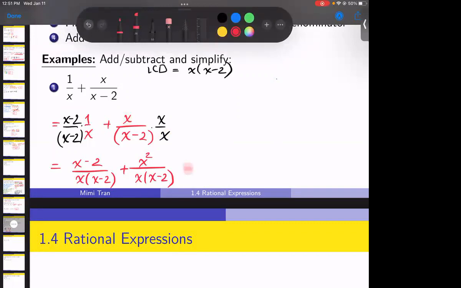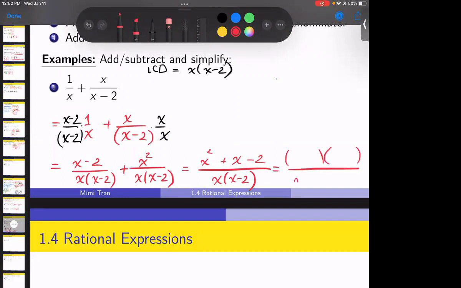Now you can add across. So x squared plus x minus 2 over x times x minus 2. Is it factorable? Let's factor it to see if we can cancel. Just factor it to see. Someone factor this for me.